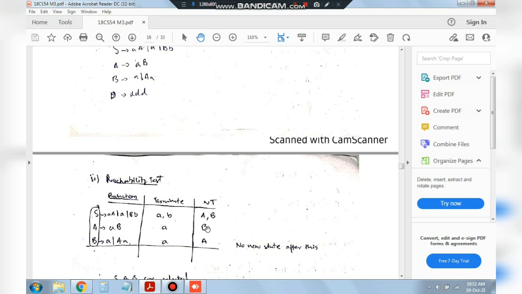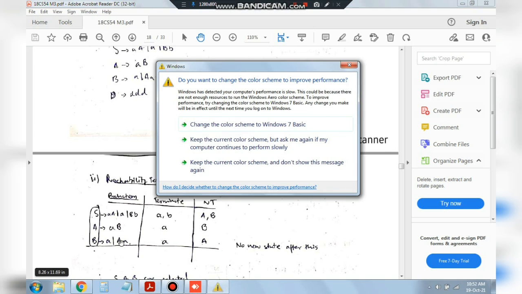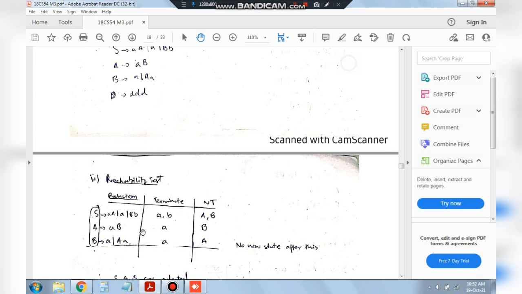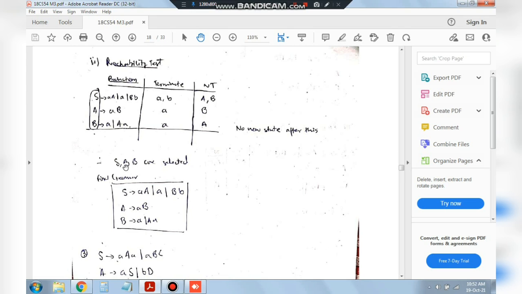We did not get any new symbol here, but let's see for B. When we write B here, we'll get small a as the small symbol and the bigger symbol is capital A. Here also we did not get any new symbol, so therefore we'll be stopping here and eliminating D. When you eliminate D, the selected states are S, A, and B. So the final grammar will be the states defined by S, A, and B, which are the three states mentioned here. Okay, this is the final grammar.